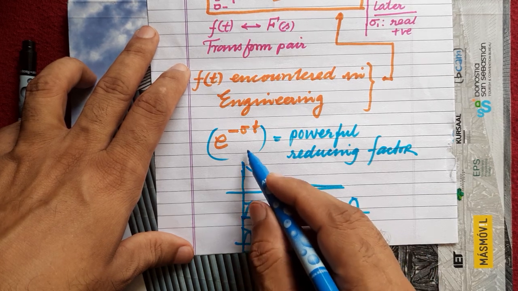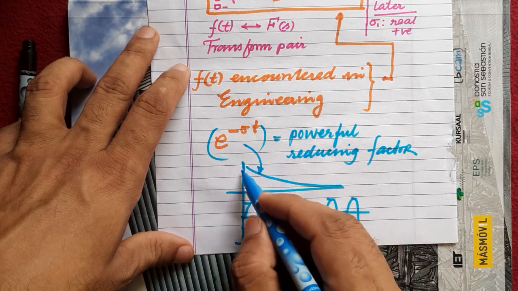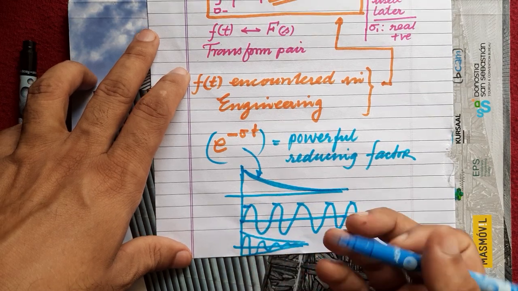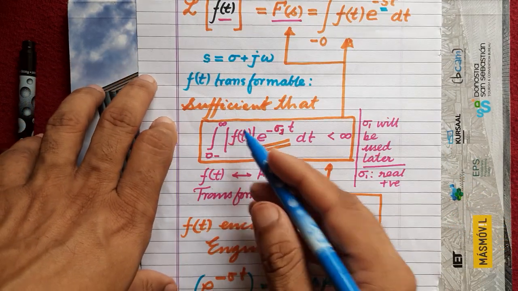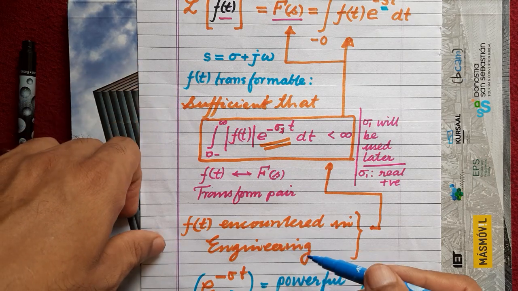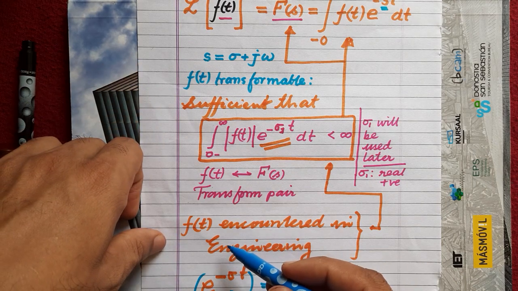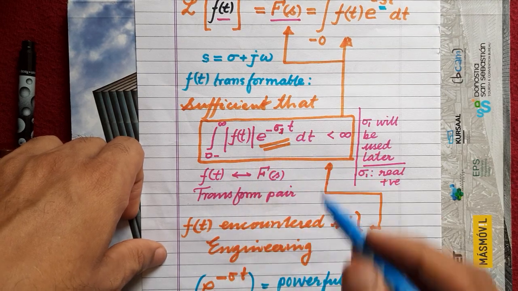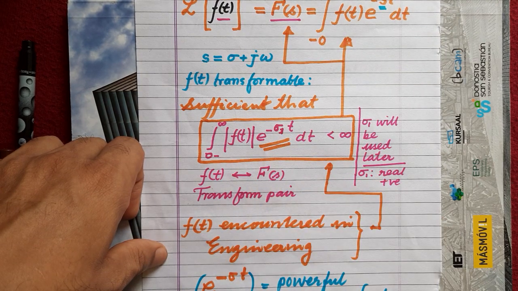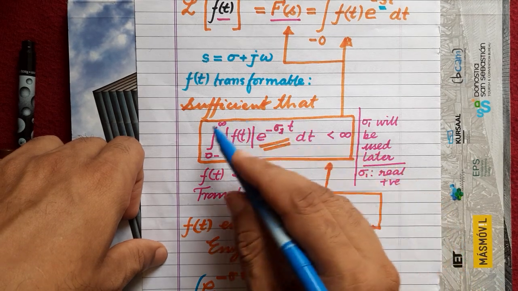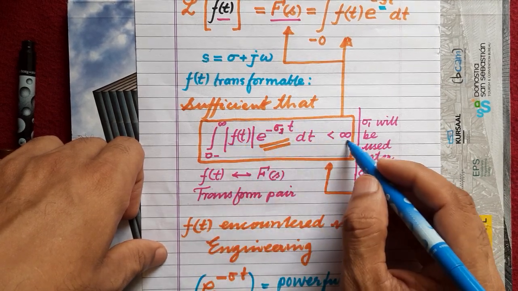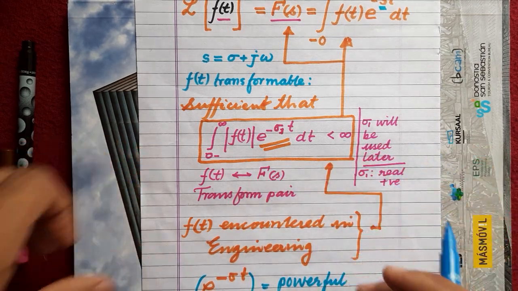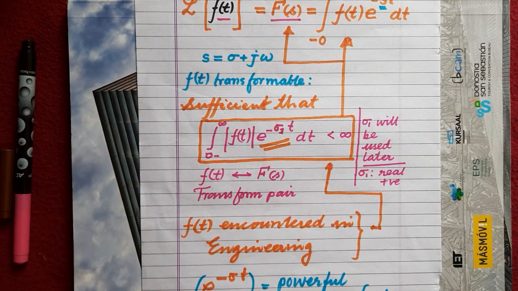So this e to the power minus sigma t, which is going to reduce like this, will cause any function f(t), which is a practical function from the engineering field, due to this e to the power minus sigma t reducing like this, to mostly become finite. Less than infinity means finite. So it is going to make it finite because it is a powerful reducing factor.